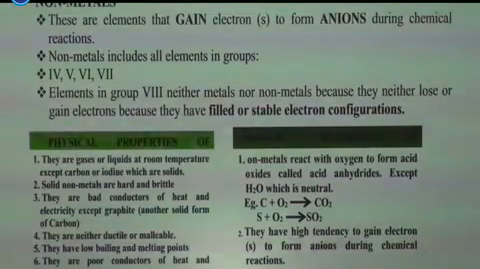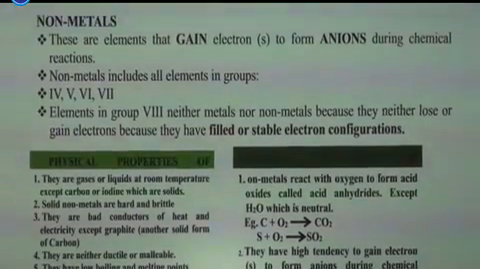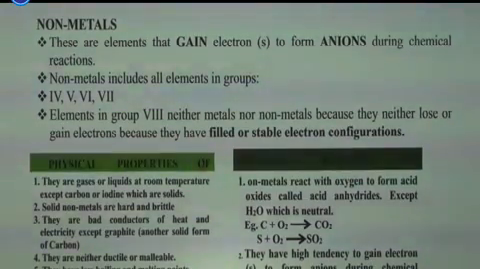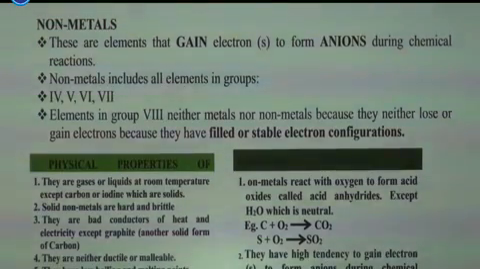For non-metals, they are normally elements that gain electron or electrons, as you can see in bracket. That means some can gain 1 electron or some 2 or more. That's the reason why you have the S placed in the bracket, to form anions, which are negatively charged ions while they undergo chemical reactions.